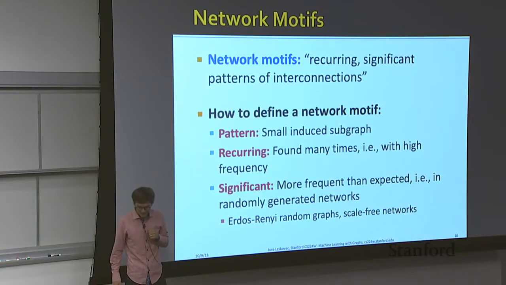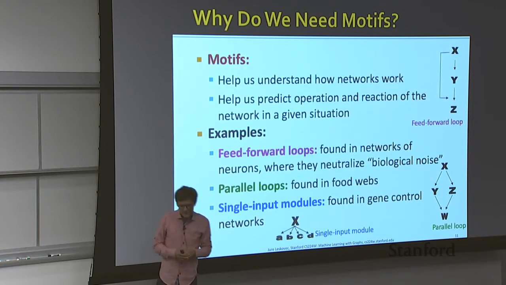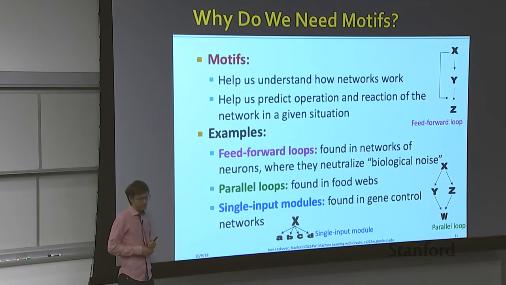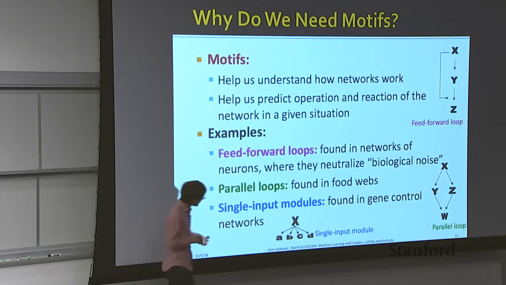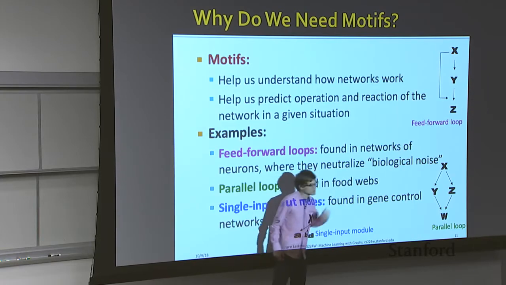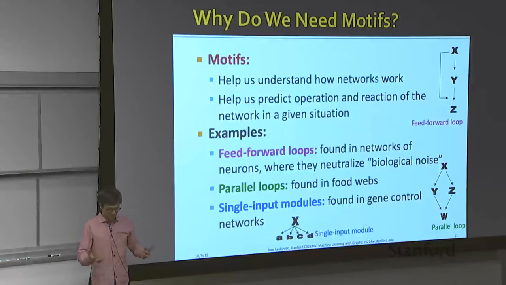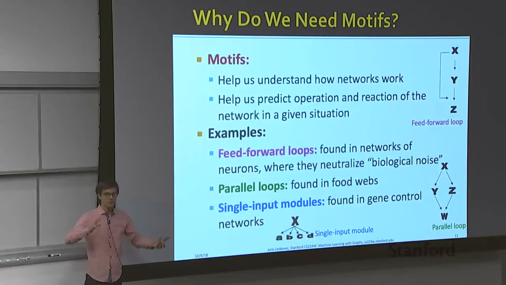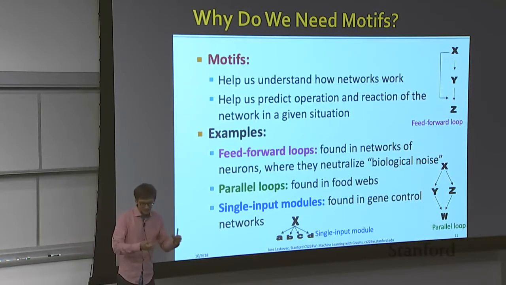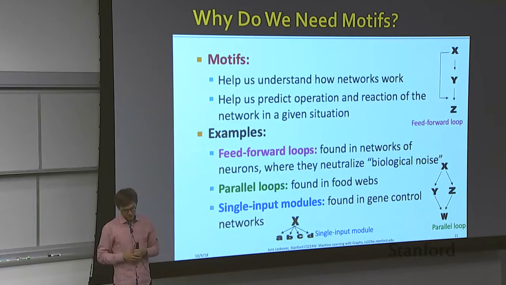So the question is, why do we need these substructures? Why do we need motifs, right? And here I'm trying to show you some examples of different types of motifs in pictures. But essentially, motifs help us understand how networks work. They help us understand how networks are composed together.